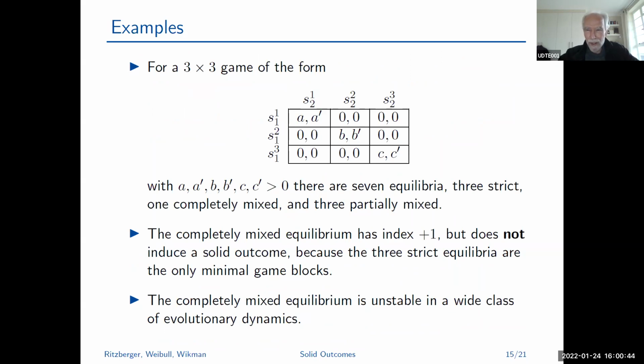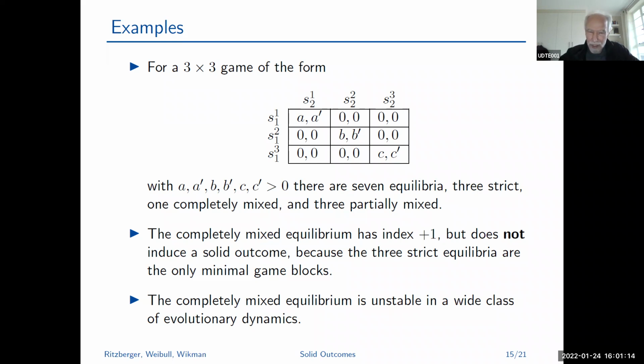And finally, what I already foreshadowed in the introduction, if we look at this coordination game, now it's this coordination game with 3 strategies. This has 7 equilibria, right? The 3 strict ones where the players all coordinate. Then there is 1 completely mixed and 3 partially mixed equilibria between the pairs, the coordination pairs essentially. Right?